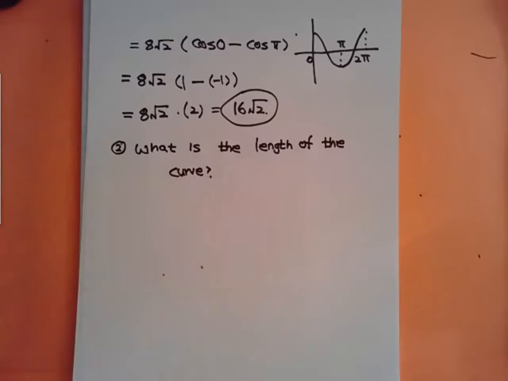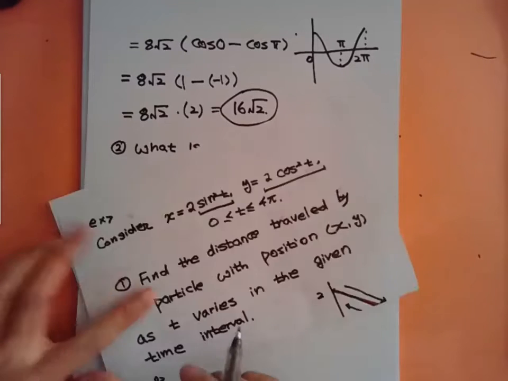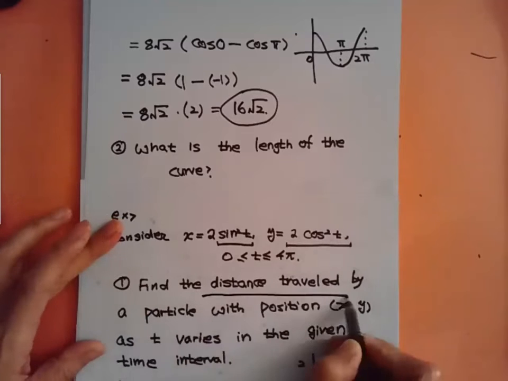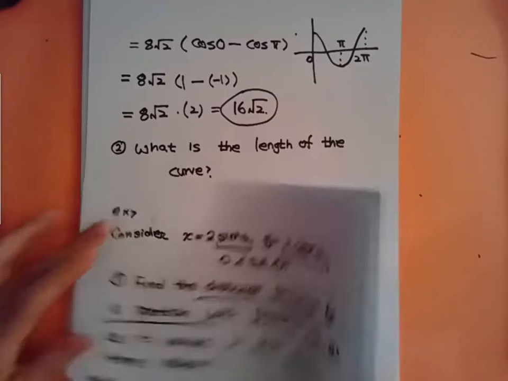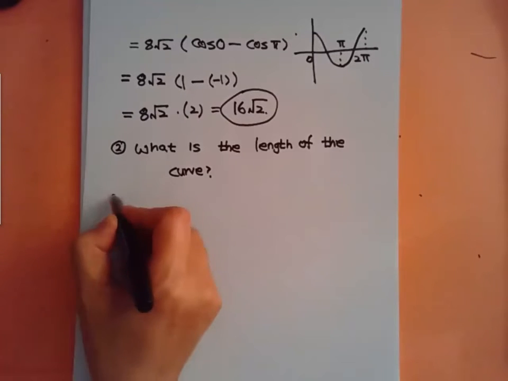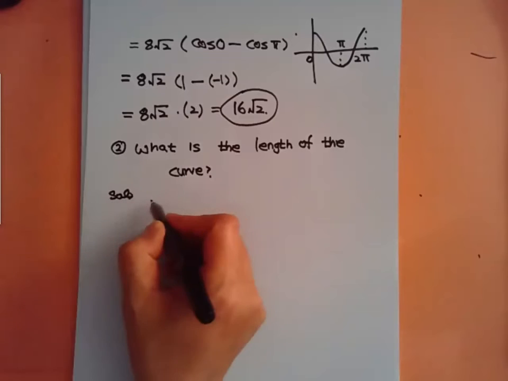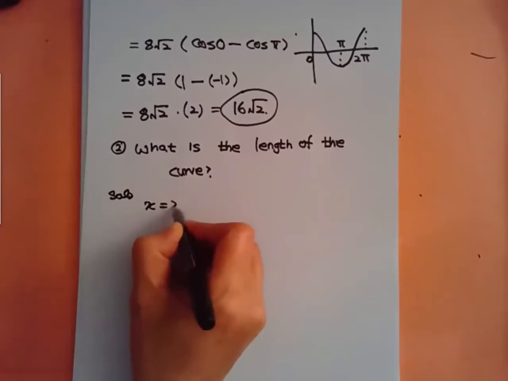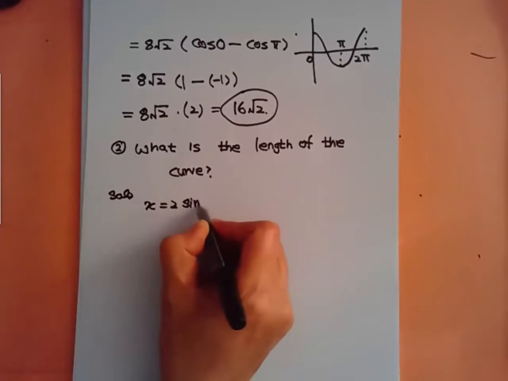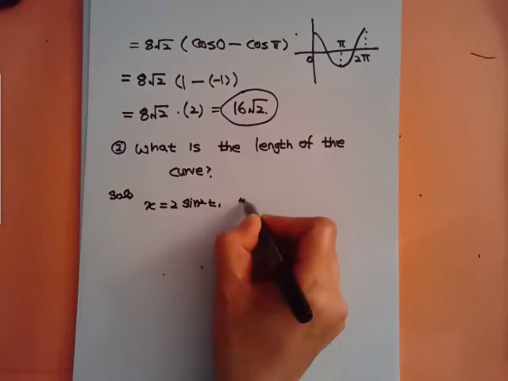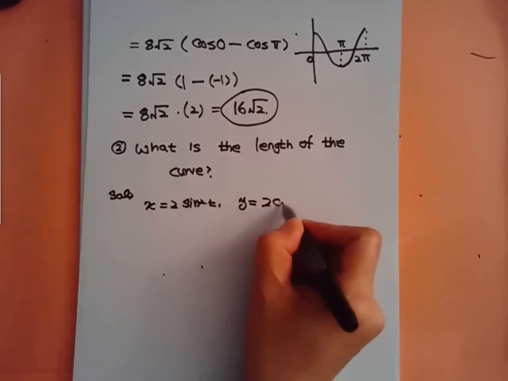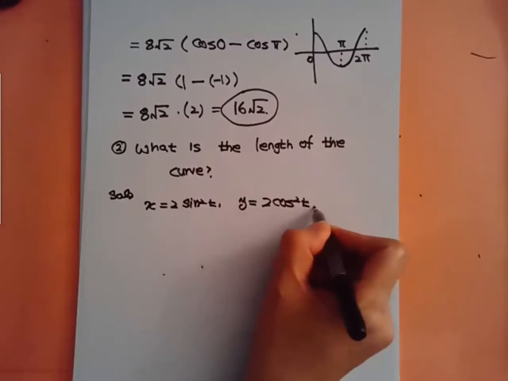So again, this question is purely about the length of the curve, and the previous question was the distance traveled by the particle. So in this question, x equals 2 sine squared of t, and y equals 2 cosine squared of t.